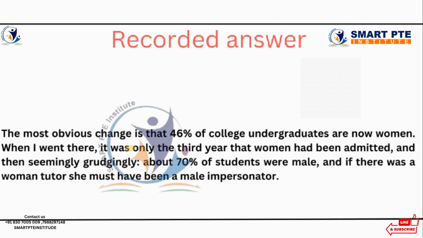The most obvious change is that 46% of college undergraduates are now women. When I went there, it was only the third year that women had been admitted, and then seemingly grudgingly, about 70% of students were male, and if there was a woman tutor, she must have been a male impersonator.